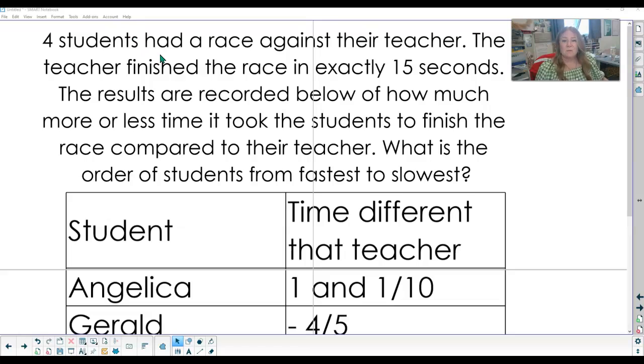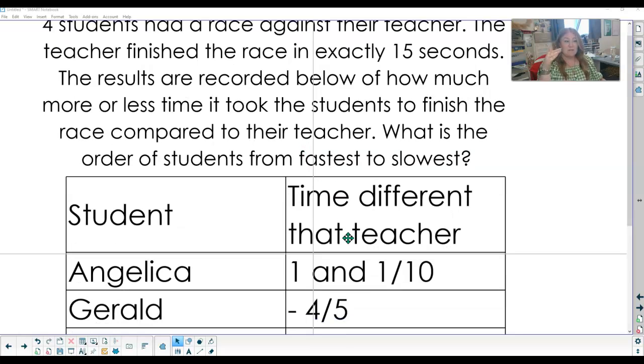So this problem says that 4 students had a race against their teacher. The teacher finished the race in exactly 15 seconds. The results are recorded below of how much more or less time it took the students to finish the race compared to their teacher. So it took the teacher 15 seconds. So this is not saying that Angelica finished the race in 1 1/10. It's positive. It's saying that Angelica finished it in 1 1/10 more than the teacher.